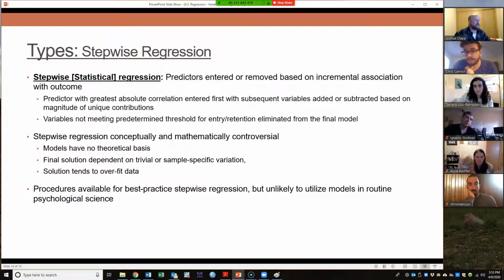And if we know anything about statistics, we know that sample-specific statistics like rank order, which one's highest and which one's not, could be completely scrambled the next time we run this, right? And so we end up with solutions that oftentimes depend on trivial sample-specific features, not anything that's meaningful about the phenomena of interest. And what we see is that our solutions tend to overfit the data.